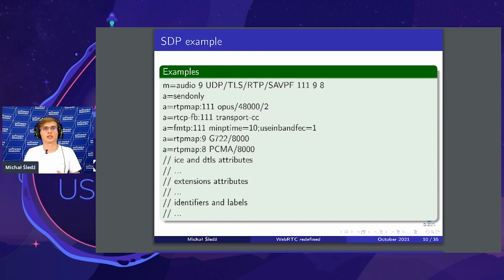There are also some ICE and DTLS attributes, extension attributes, and some identifiers and labels. I omitted them here because if I wanted to put it all here, it would take at least 2 slides. So basically, each M-line is pretty big. And when we have a conference for, let's say, 20 people, and we have, let's say, 40 different tracks, these SDP offers and answers become very complicated.